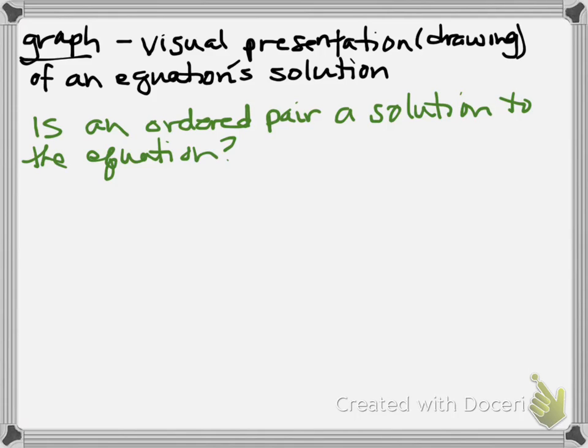So we're going to have to be given two things. What are the two things they have to give us? They have to give us an ordered pair. What else do they have to give us? Right. They have to give us an equation. So let's use this one.